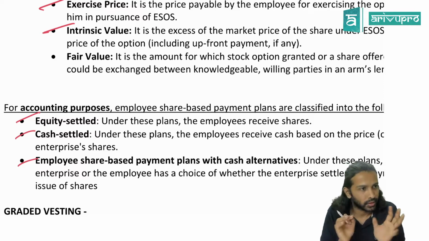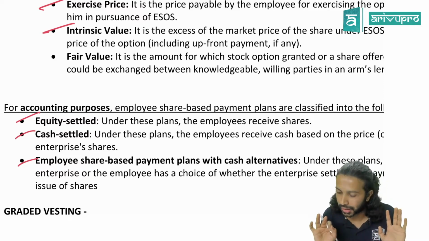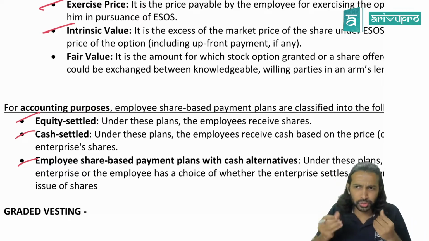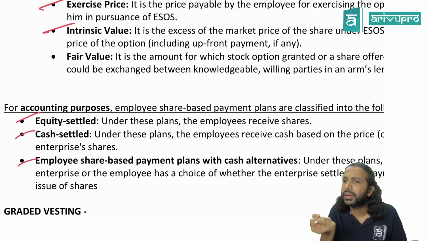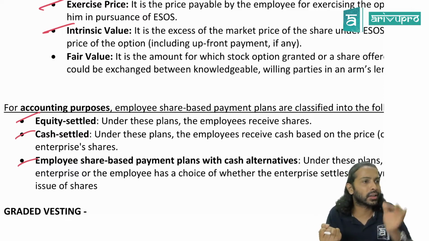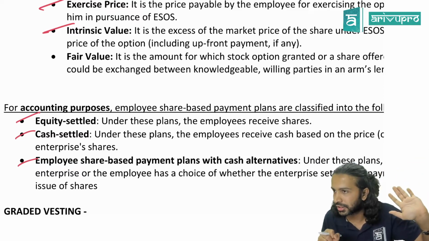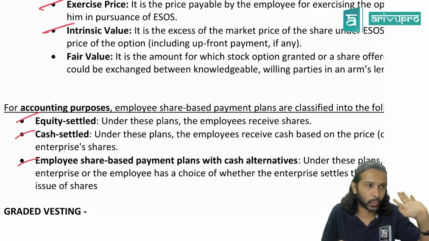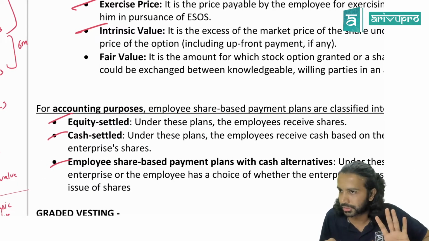He will get some additional equity shares from the company. Employees will pay some money and he will get some equity shares. That sort of a plan we call equity settled plans. Easy. I'll just cover the meaning for all three, but I'll do the accounting treatment only for the equity settled plan, because only that is in your syllabus.